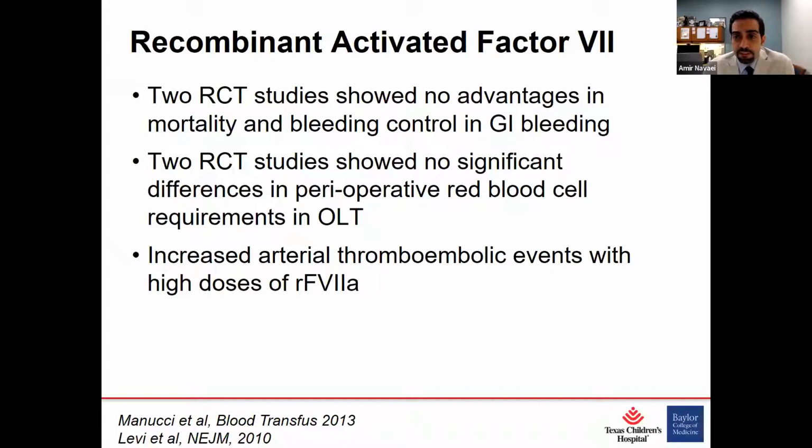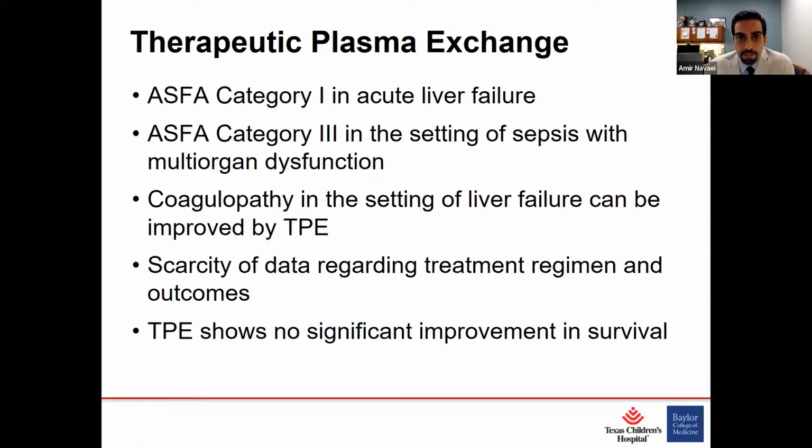Recombinant activated factor 7 is also well studied in the setting of liver failure. Two RCT studies showed no advantage in mortality and bleeding control in GI bleeding, and 2 RCT studies showed no significant difference in perioperative red blood cell requirement in liver transplant. And there was, again, a dose-related increase in arterial thromboembolic events. So it is a drug that needs to be used judiciously, mainly as a last resort when there's poor bleeding control, knowing that it may increase the risk for thromboembolic complications.